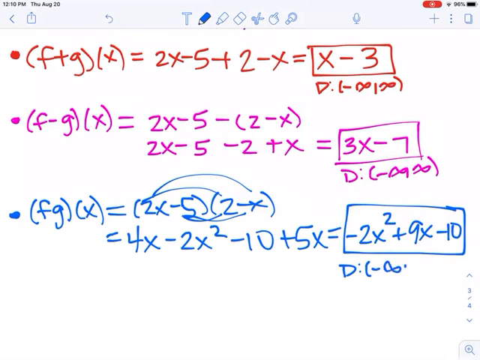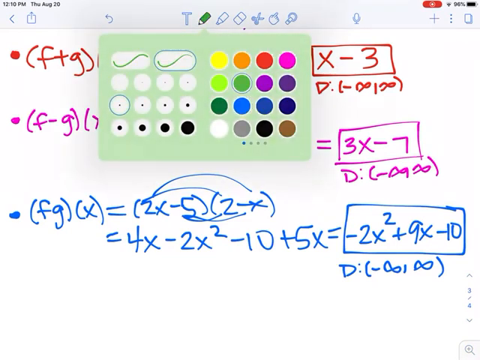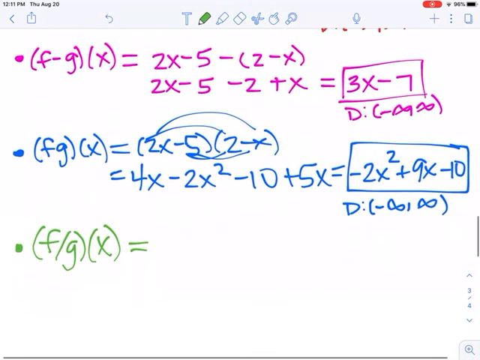Okay. Our product turns out to be quadratic. Any polynomial function is going to have a domain of all real numbers, if that helps you. So any polynomial, linear, quadratic, cubic, x to the fourth, x to the fifth, all of those are going to be polynomial with a domain of all real numbers.